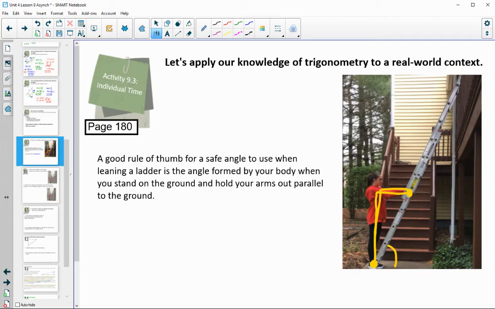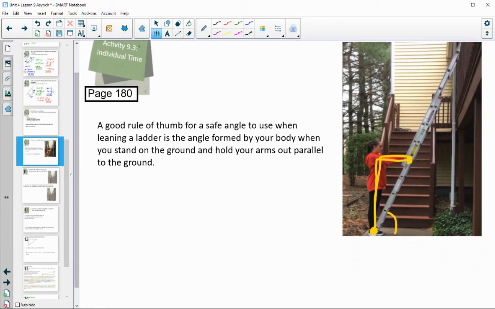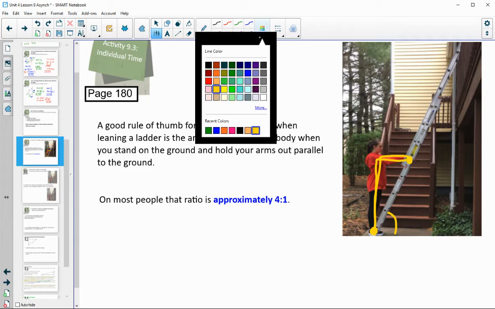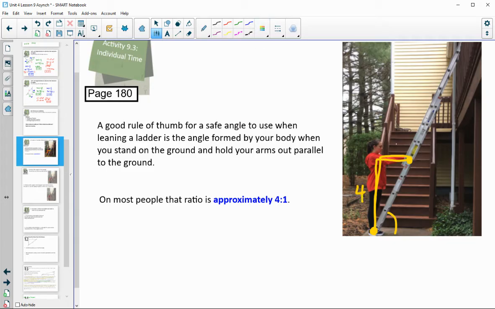Okay, so if you don't have measuring tape or a protractor, you can do that and it'll be pretty safe. That ratio for most people is approximately a 4-to-1 ratio. Okay, so this is approximately 4 feet to 1 foot for the average person. So what are some things that we could think of?